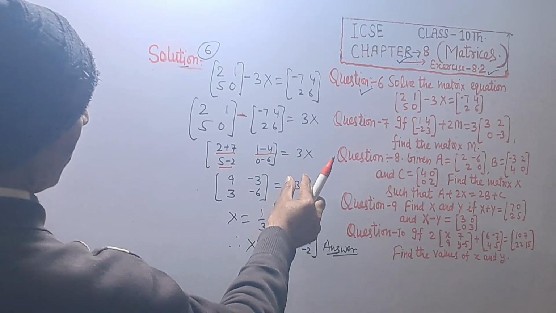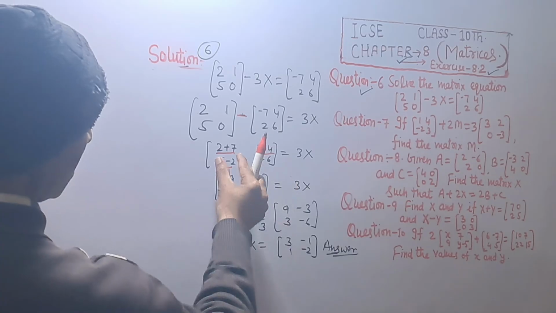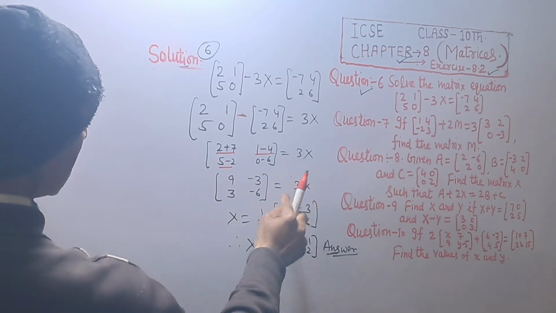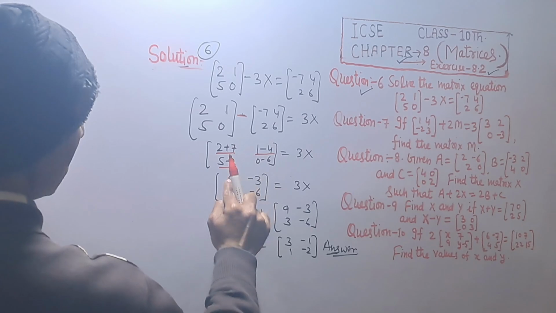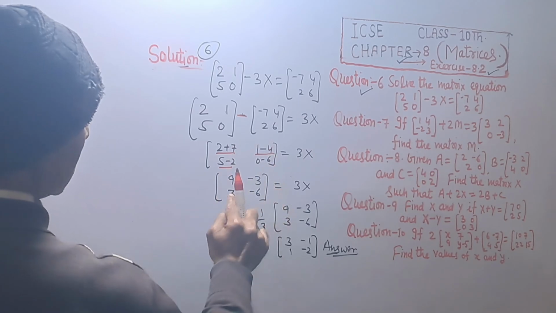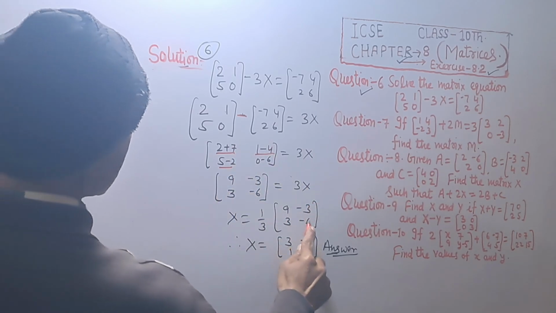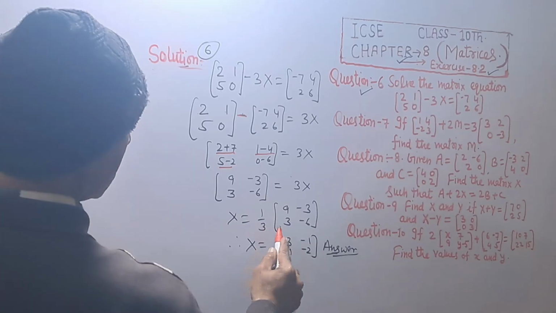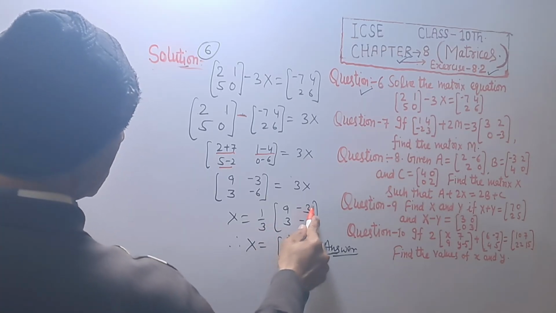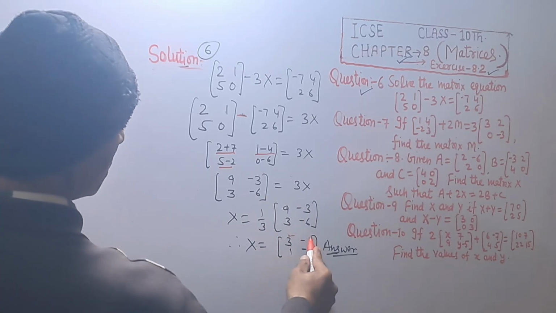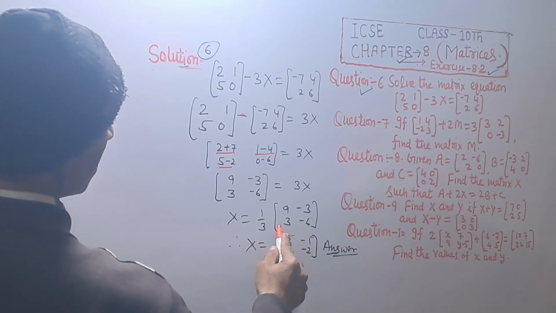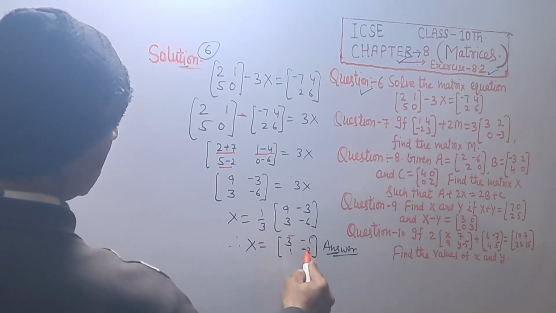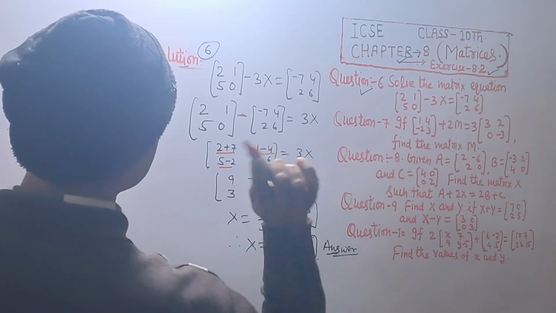We find the value of x by dividing 3x by 3 in the matrix [9, -3; 3, -6]. 9 divided by 3 is equal to 3. Minus 3 divided by 3 is equal to minus 1. 3 divided by 3 is 1. Minus 6 divided by 3 is equal to minus 2. Answer.